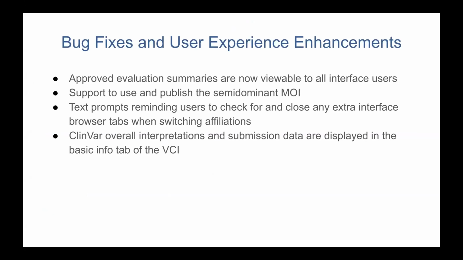And we now have provided text prompts to remind users to check for and close any extra interface browser tabs they may have open when switching affiliations, to ensure that when switching affiliations, all curation work going forward is done under the intended affiliation. We've also fixed a bug that was stopping ClinVar interpretation and submission data from being displayed. So that data is again displaying in the basic information tab of the VCI.